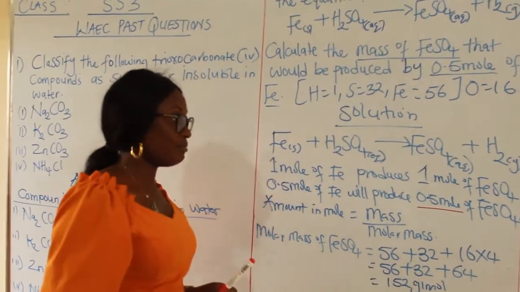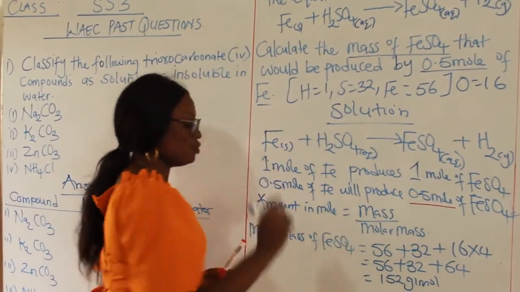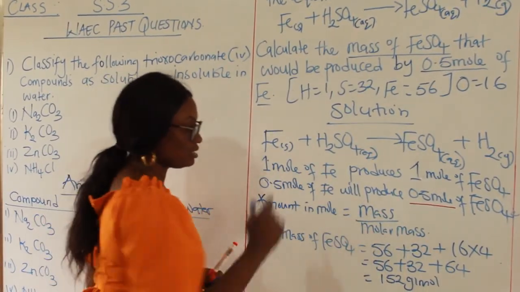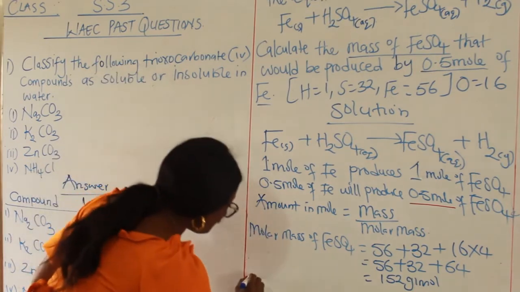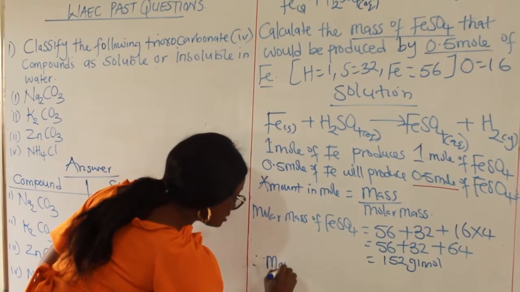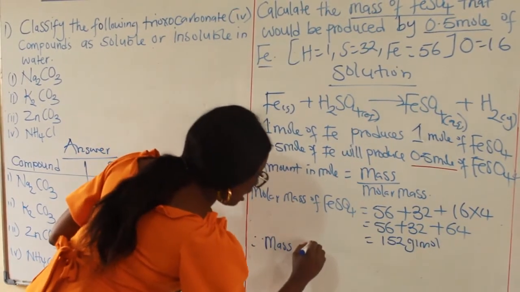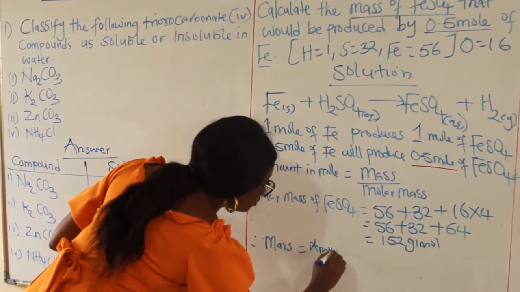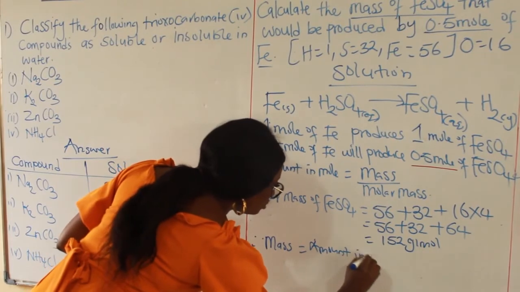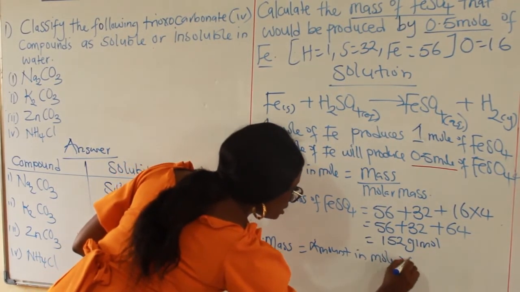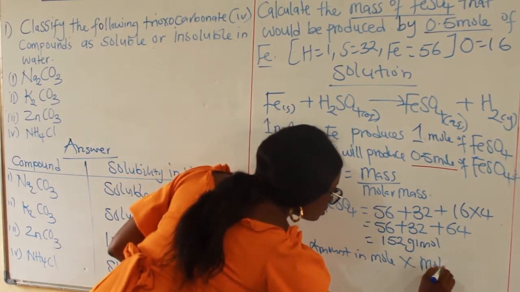So this is our molar mass and this is our amount in mole. What do we do? We make mass the subject of the formula. Therefore, mass is equal to amount in mole multiplied by molar mass.